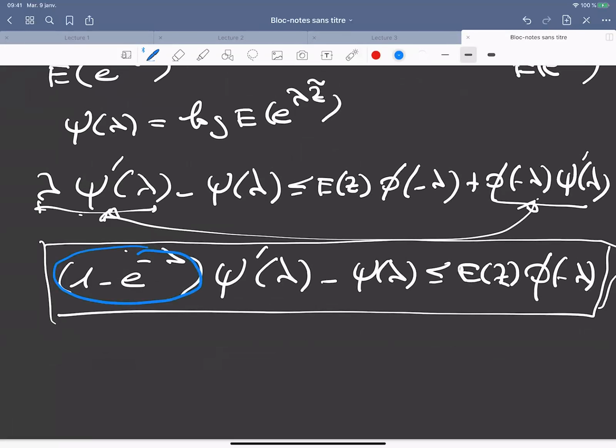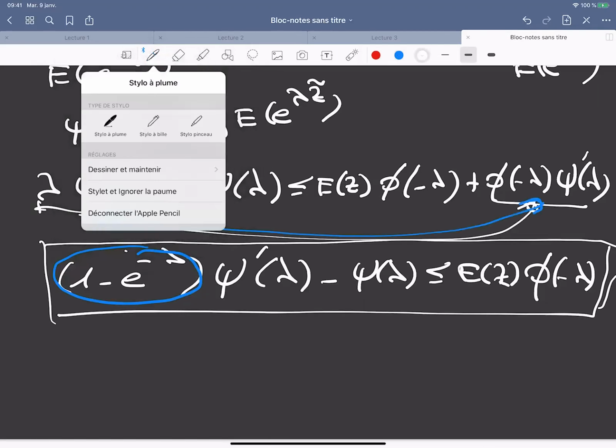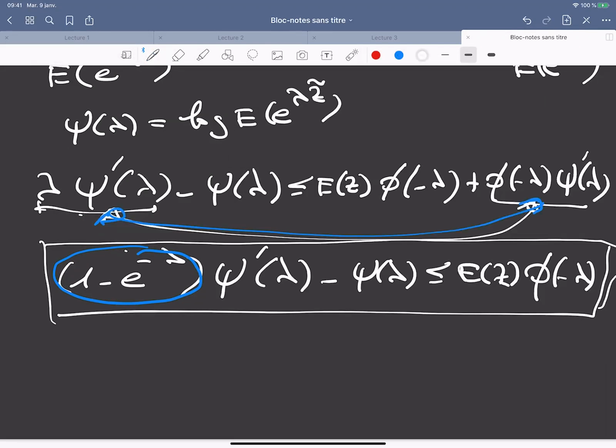This one is the child of these two here. Okay? Combine these two. Okay. So you have this nice differential inequality. And now what is beautiful is that if you look at psi null, which is the bound that we are looking at, that is expectation of z times phi of lambda.